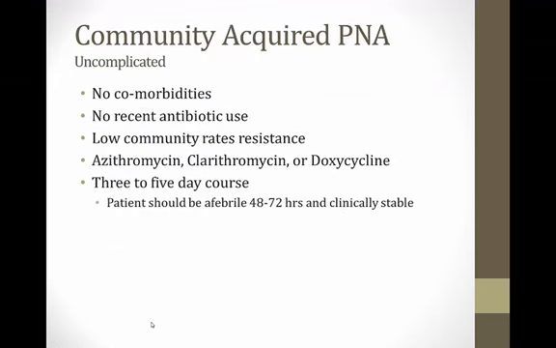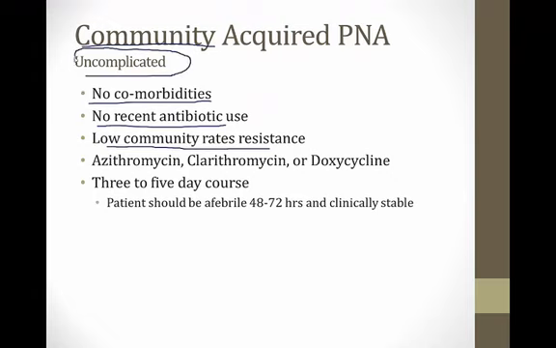So now let's talk about how you treat pneumonia by selecting antibiotics. So if someone gets pneumonia in the community and they have no comorbidities like diabetes or kidney disease or heart disease, and they haven't been on antibiotics recently, and there's low resistance to antibiotics in the community, we call that an uncomplicated community-acquired pneumonia. In these cases, you can use an antibiotic like azithromycin or clarithromycin or sometimes doxycycline. Usually patients are given a 3 to 5 day course, or they take the drug until they're afebrile for 2 or 3 days and they're stable.